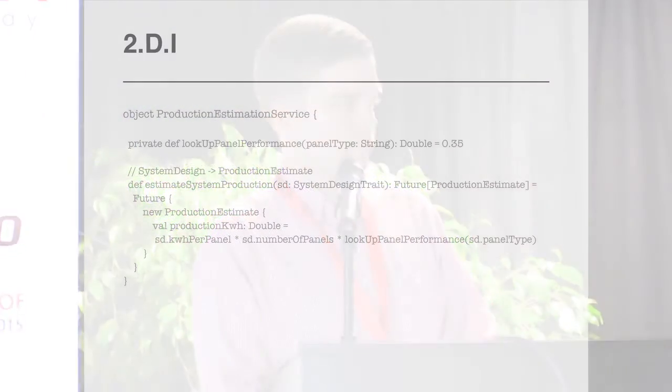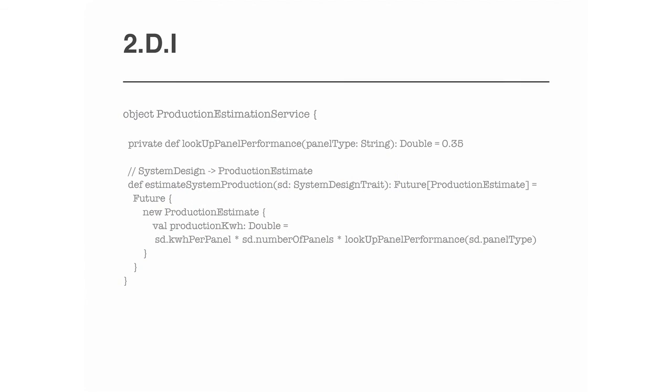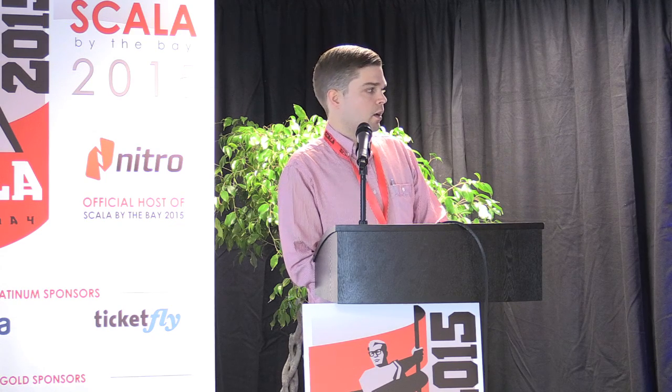So here's a production estimation service. It shows a method taking a system design trait and producing a future production estimate. So we're mapping into a future of the domain, the trait that we want to compose into the model. And crucially, this only depends on satisfaction of the system design trait. It doesn't depend on anything extraneous. Its requirements are based entirely on things it actually requires, and its output is only things it knows about.